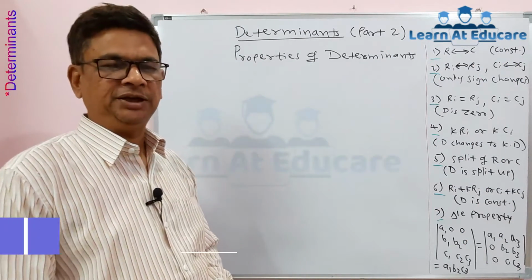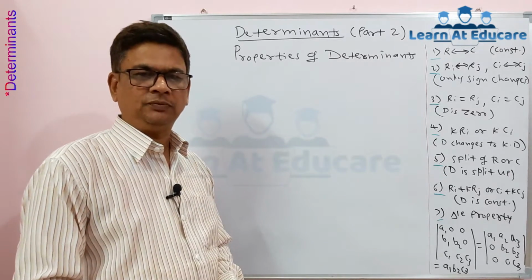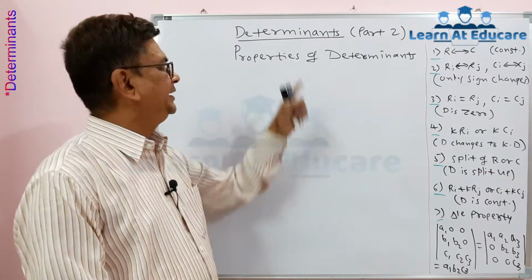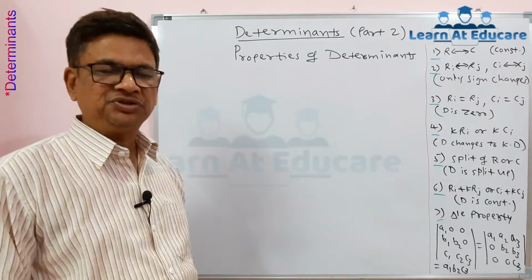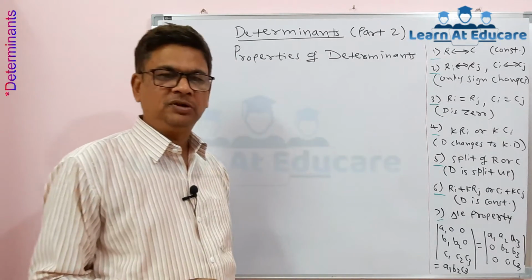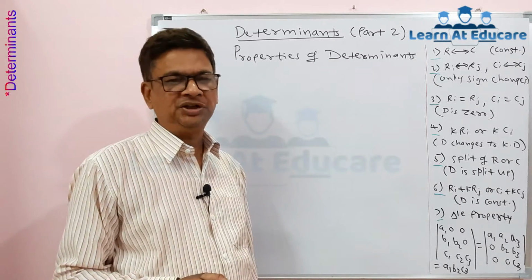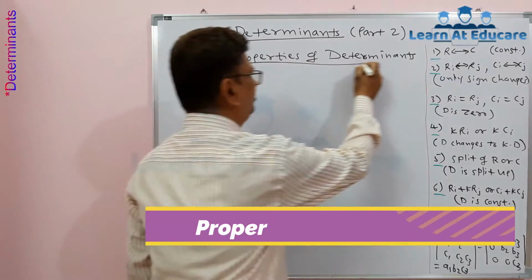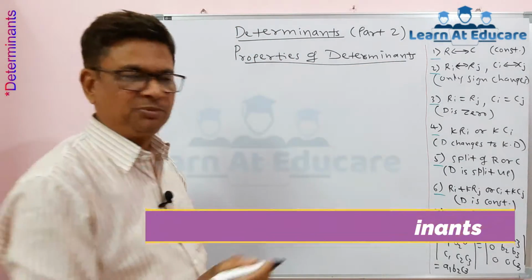This is Bihani, and in today's mathematics session we are continuing our determinant topic, that is determinants part 2. In the previous session we have seen what is meant by determinant, how to expand the determinant, what is its symbolic form, what is its order, etc. Today we will see the important properties of determinant. There are about 6 to 7 properties.